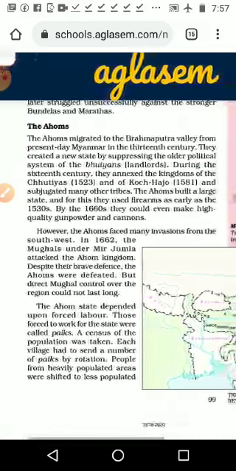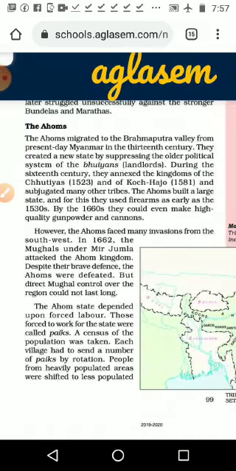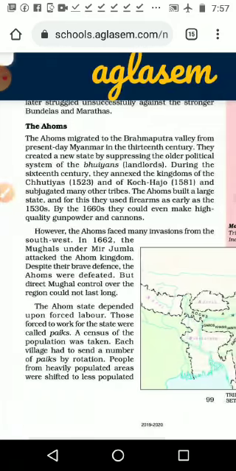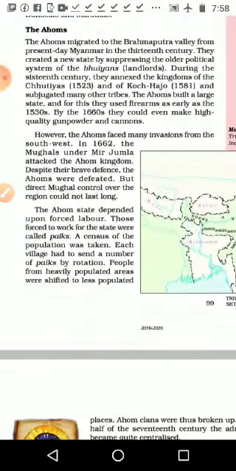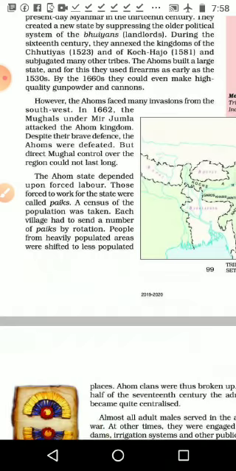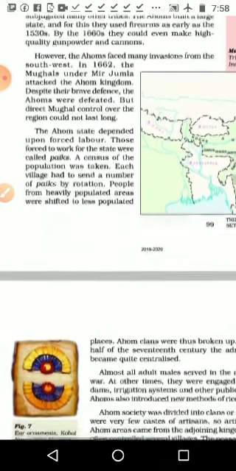The Ahams built a large state and for this they used firearms as early as the 1530s. By 1660 they could even make high quality gunpowder and cannon. At that time India was not aware about the making of gunpowder and other things, but the people who migrated from Myanmar to Brahmaputra Valley, at that time the single name Indian subcontinent, they were aware about how to make gunpowder and cannon and other things.